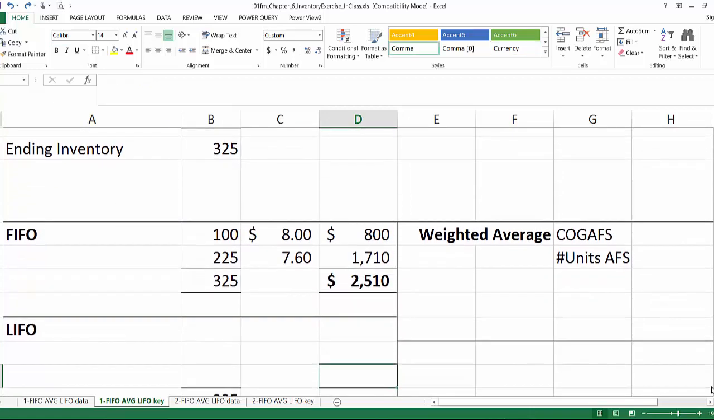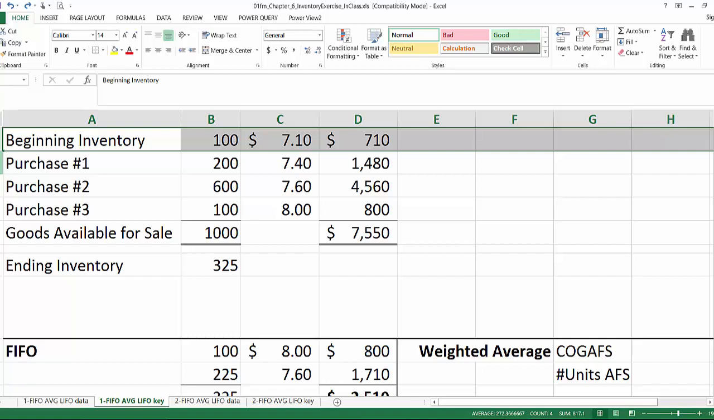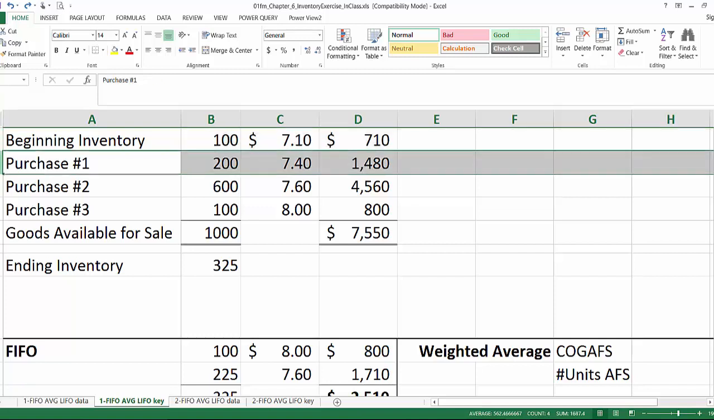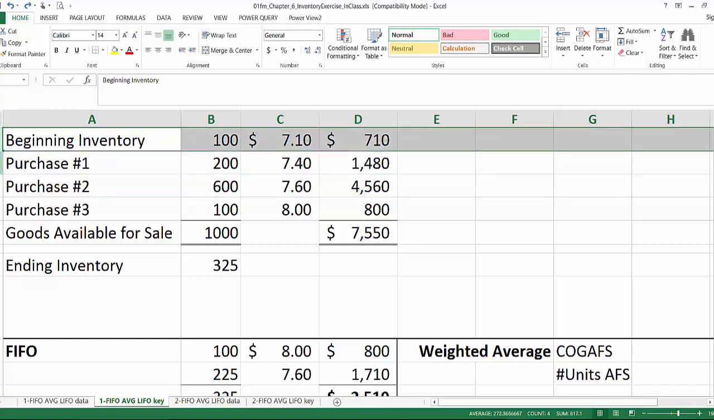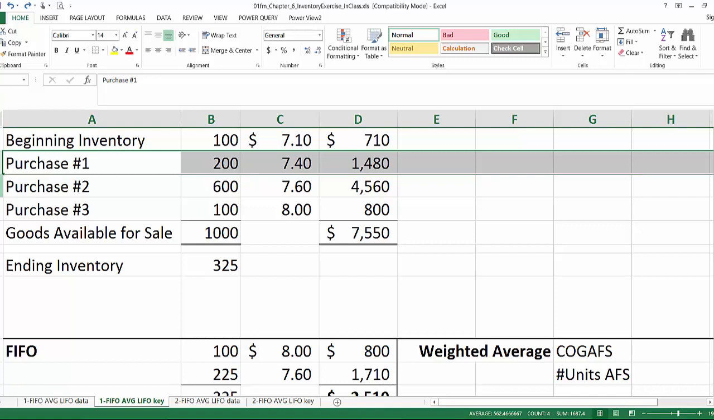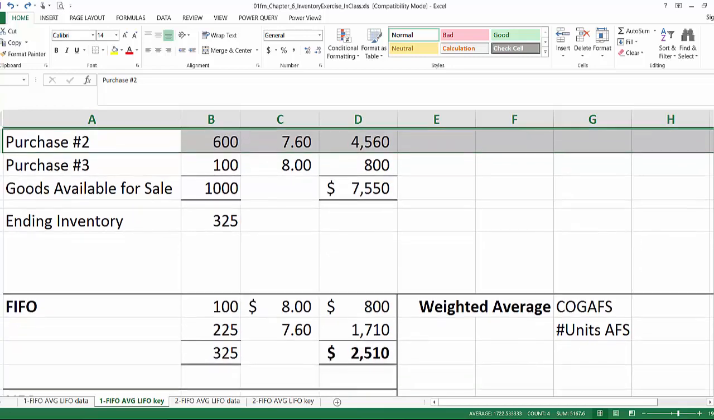If we do LIFO on the other hand, let's review again what we have. We're going to take from the beginning inventory and however many layers we need to take from in order to arrive at, so beginning inventory, that's only 300. I need 25 more. I'm going to have to dig into these units here and take all of the beginning, all of purchase 1, and 25 of the units from purchase 2. Well, how do I know that I have to do 25? Well, I need 325.